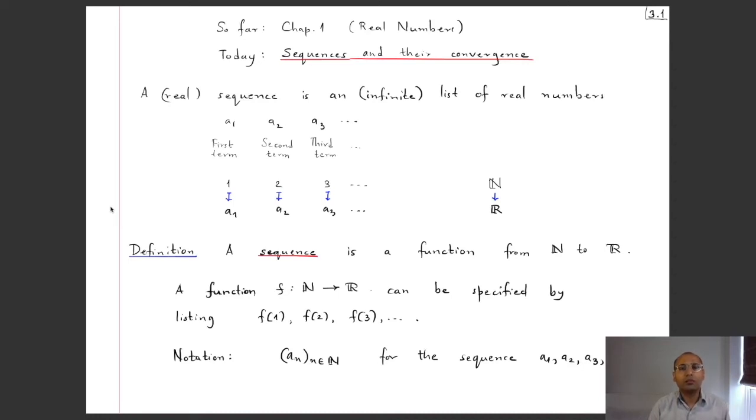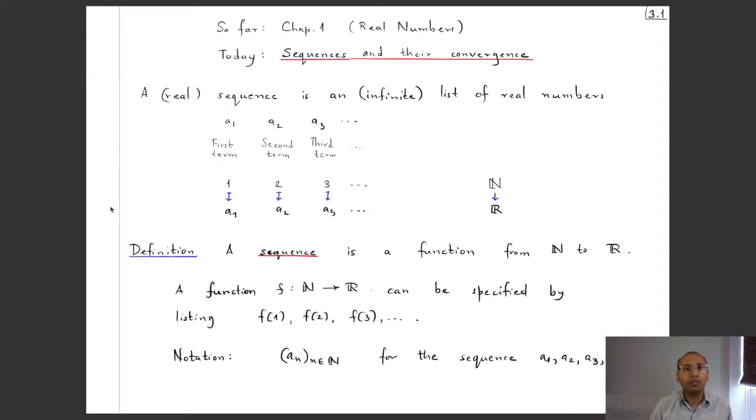Okay, so welcome to the first lecture of week 7. Last week in the analysis part, we completed chapter 1, which was on real numbers, in particular the least upper bound property of R. Today we'll start with chapter 2, and this week and the next one will basically be about this chapter. This chapter is on sequences and their convergence.